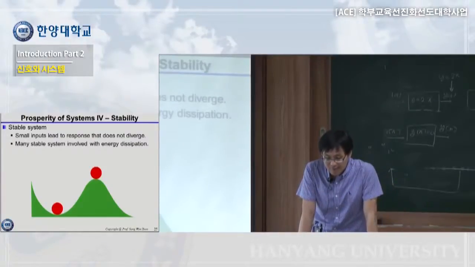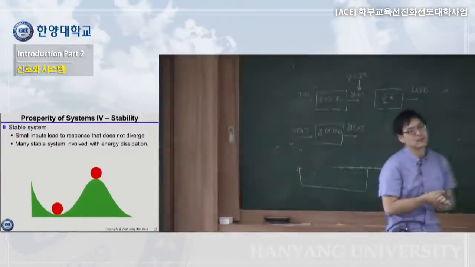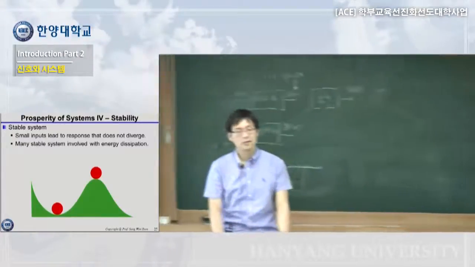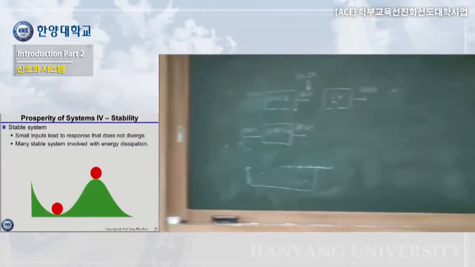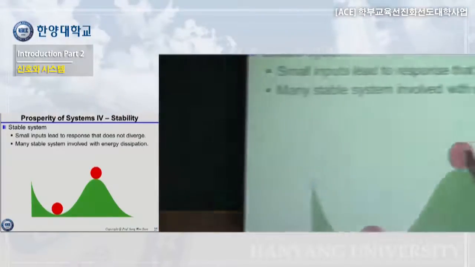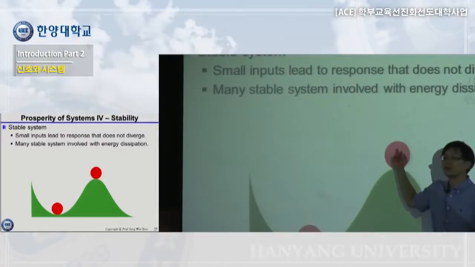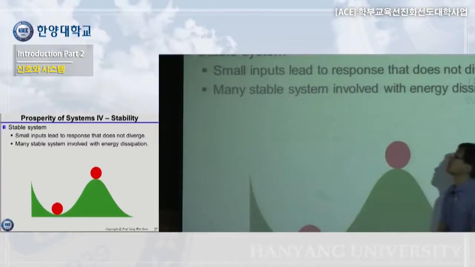So let's talk about stability. Stable is pretty intuitive. Let's think about an intuitive example. If you're standing on a hill, this ball is stable. This ball is stable. This ball is stable, right? So stable means if a small input is given, that does not diverge.